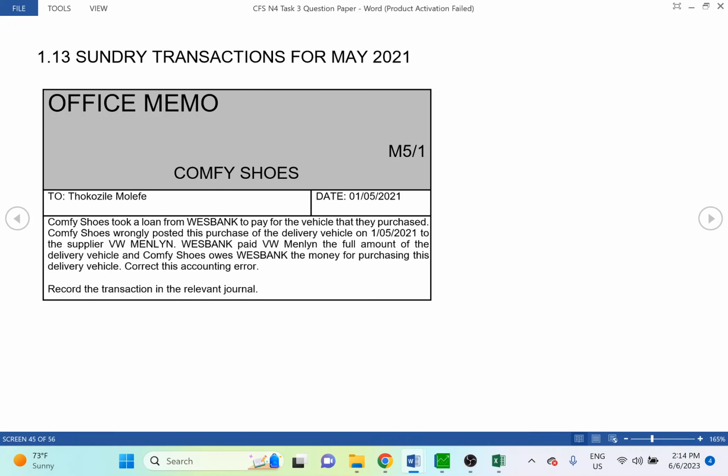that they purchased. Confi Shoes wrongly posted this purchase of the delivery vehicle on the 1st of May 2021 to the supplier VW Manley. West Bank paid VW Manley the full amount on the delivery vehicle, and Confi Shoes owes West Bank the money for purchasing this delivery vehicle. Correct this accounting error. Record the transaction in a relevant journal. So the relevant journal for this memo would be Supplier Journal.